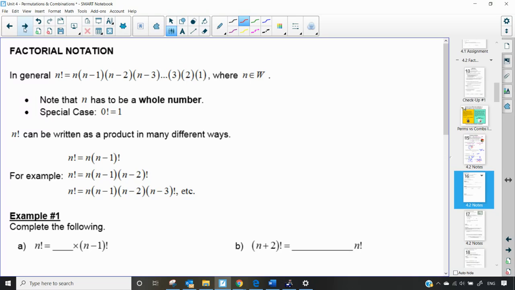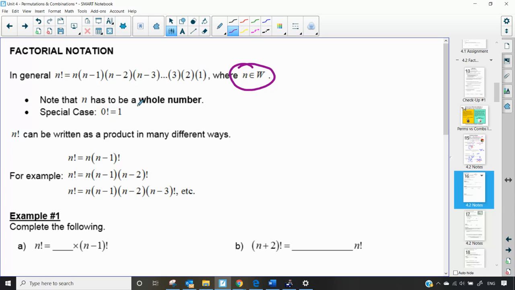So the formal definition of factorial notation: if we have n factorial, that's n times n minus 1 times n minus 2, and so on, until we get to 3 times 2 times 1. So each time, no matter what my n value is, I'm subtracting 1 from each previous number until I get to 3 times 2 times 1. What's important for you to note is that n is an element of the whole numbers. That means our n value has to be 0, 1, 2, 3, and so on. There are no decimals, there are no negatives. So again, n is a whole number.